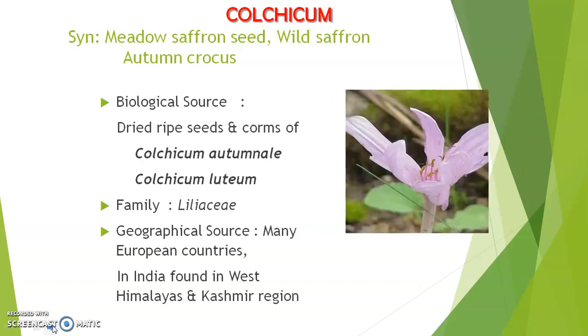Then the second drug which comes in this category is Colchicum. Synonyms are meadow saffron seed, wild saffron, autumn crocus. Biological source: dried ripe seeds and corms of Colchicum autumnale and Colchicum luteum. Family Liliaceae. Geographical source: many European countries. In India, it is found in West Himalayas and Kashmir region.